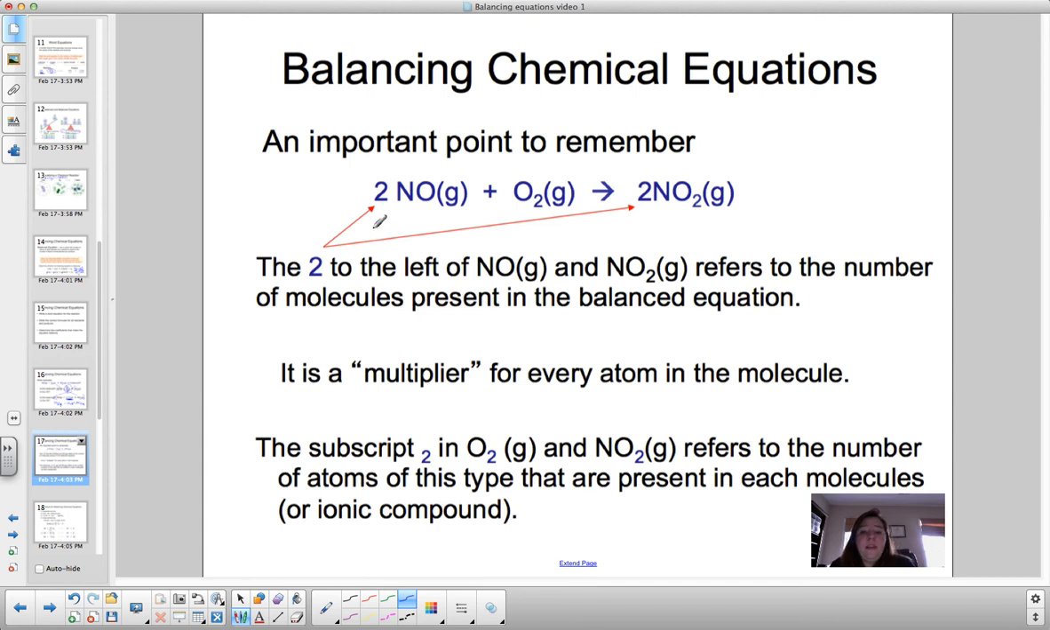So an important thing to remember, the 2 to the left of the NO refers to the number of molecules present. So we have 2 whole molecules. It's a multiplier for every atom in that molecule. On the other hand, the subscripts of 2 here and a 2 here refer to the number of atoms of that particular type. So there are 2 atoms of oxygen, okay? If I were to put a 2 here in front, hopefully you realize that there are now 2 molecules of oxygen gas, okay? So that is the difference between those.